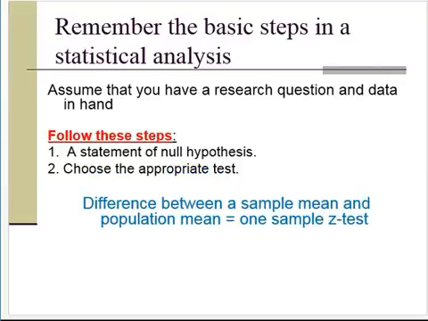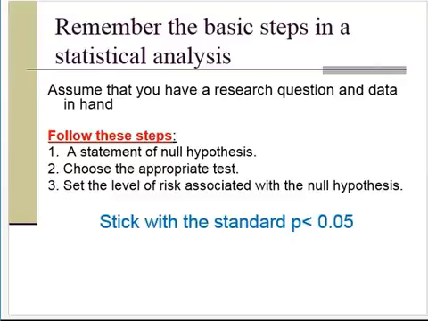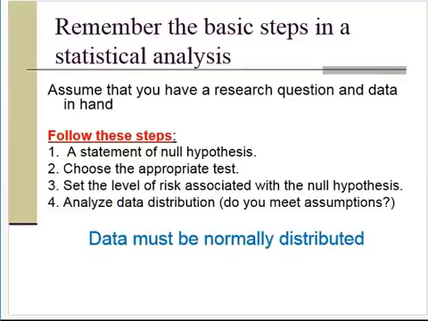And the second step was to figure out what test we should be using in order to answer that null hypothesis. And so since we're looking for the difference between a sample mean and a population mean, we know that pushes us to the one sample z-test. To keep us honest, we want to make sure we set our standard p-value threshold, that alpha level, and let's just use 0.05. Now we have to analyze the data distribution.